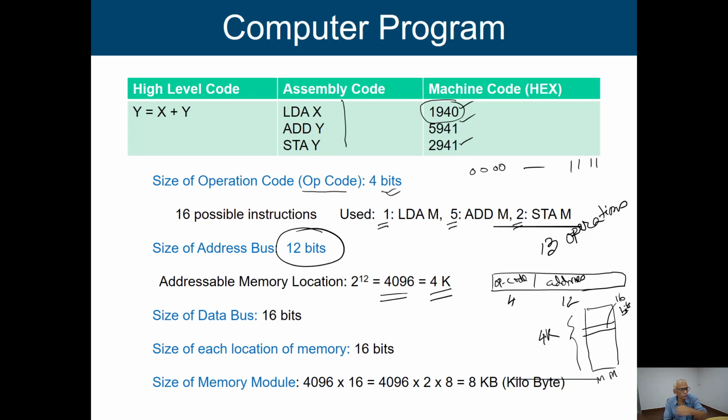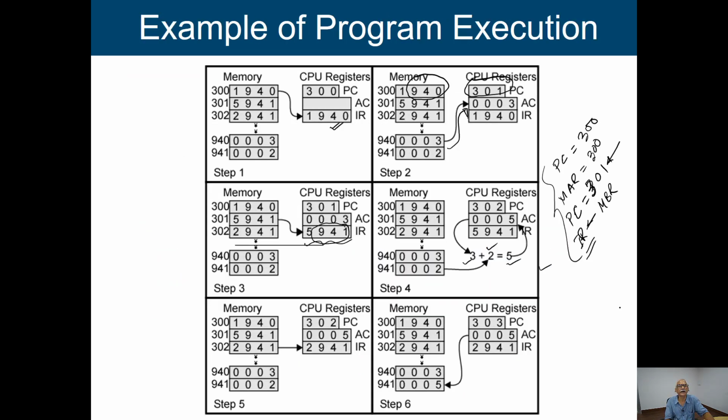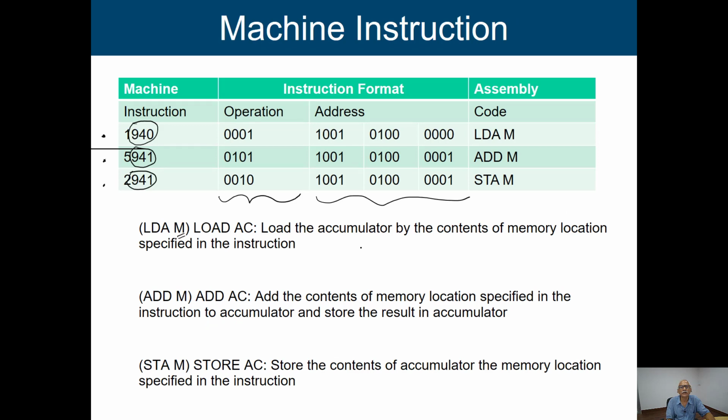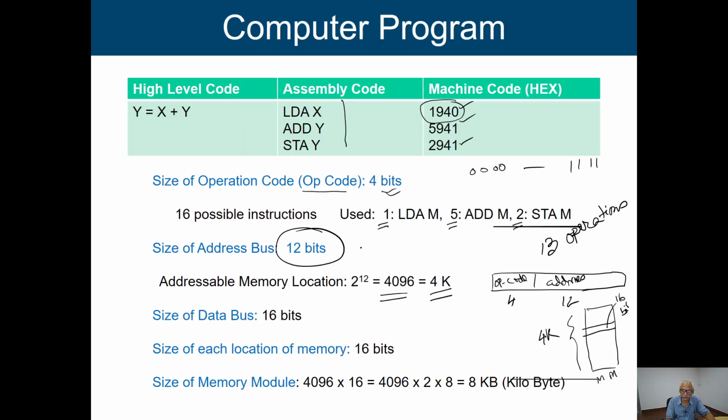And if I look into the organization, you will find that we will transfer the information through this particular data bus, and here I am having 16 bits of information. So that means the size of this data bus has to be 16 bits. So the size of the data bus is 16 bits and the size of a memory location is 16 bits. So what is the complete capacity of this particular memory module?